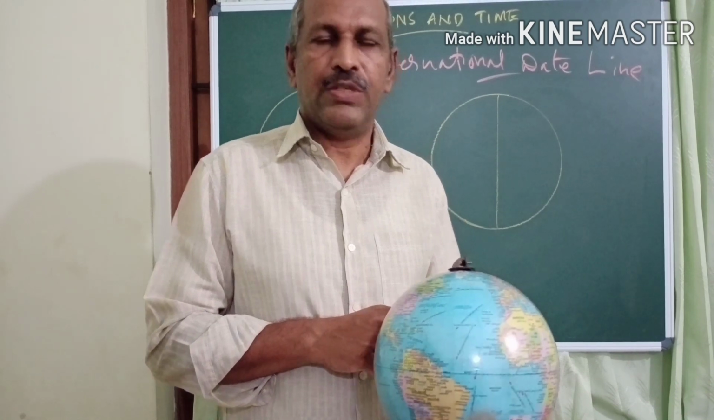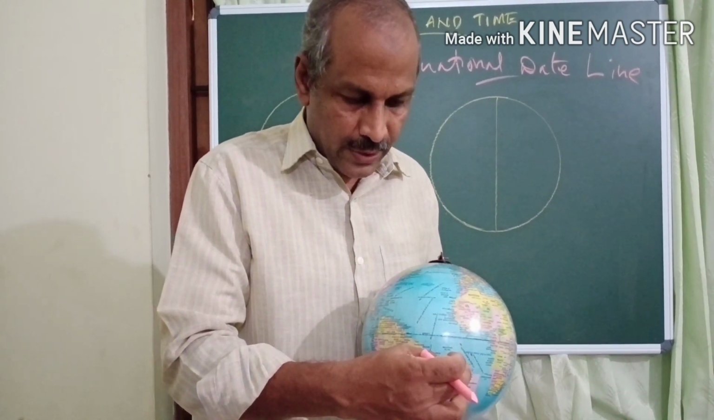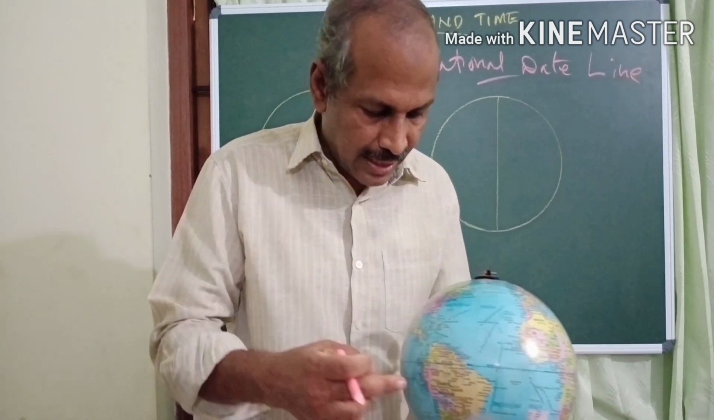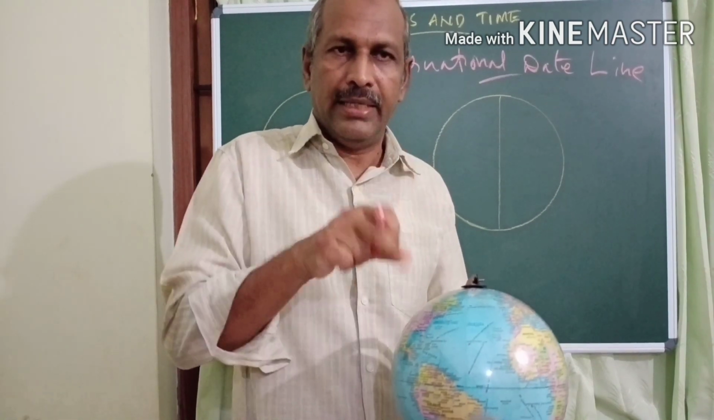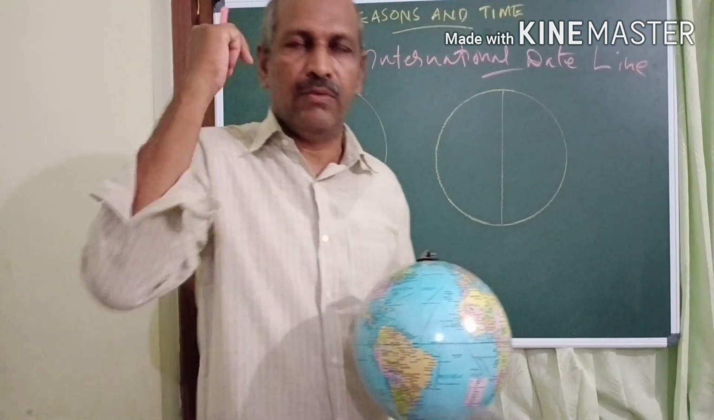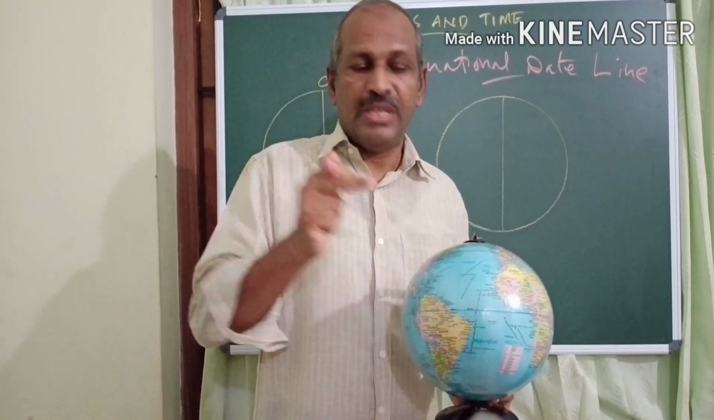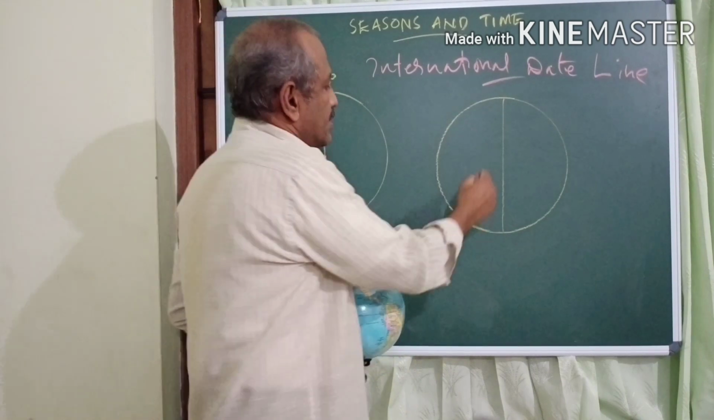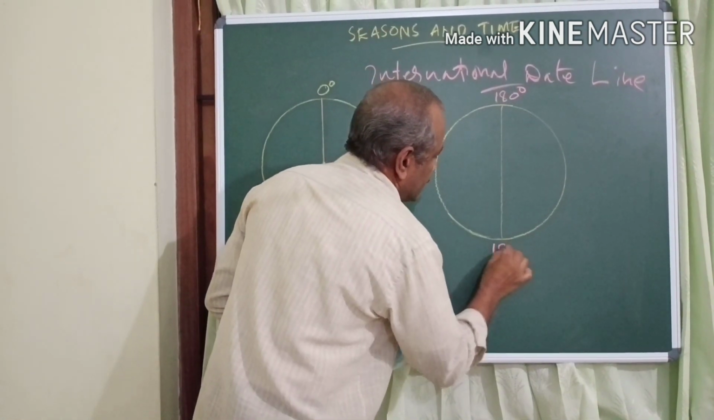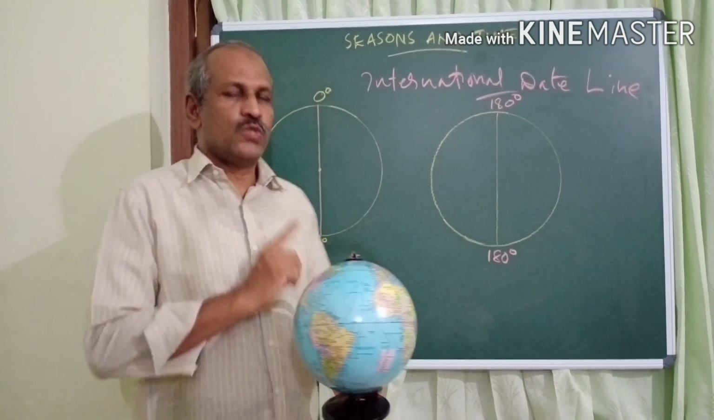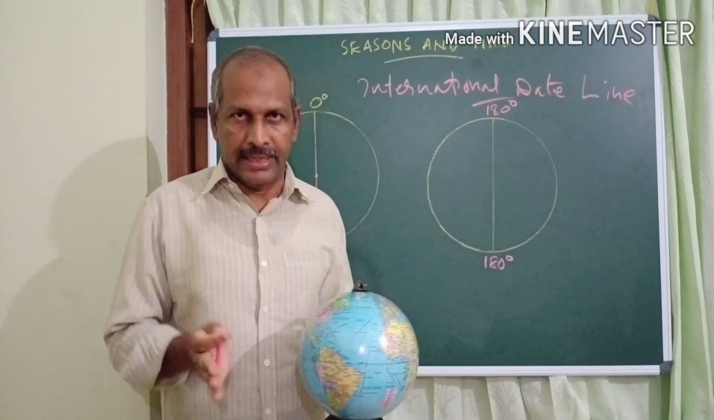180 degree longitude, is called the International Date Line. From 0 degree longitude, the other side is 180, and from here the other side is 180. 180 plus 180 is 360, as we have learned. The angular distance of Earth is 360 degrees. So the opposite side is 180 degree longitude, and this 180 degree longitude is called the International Date Line.